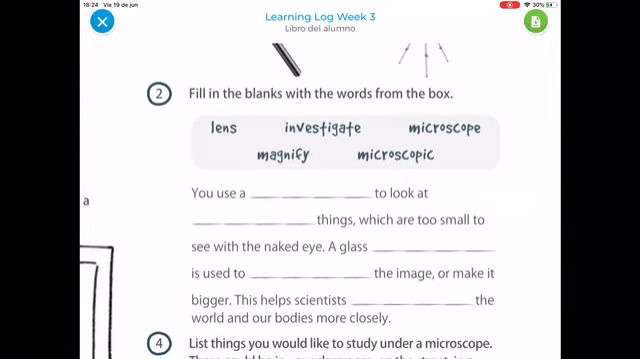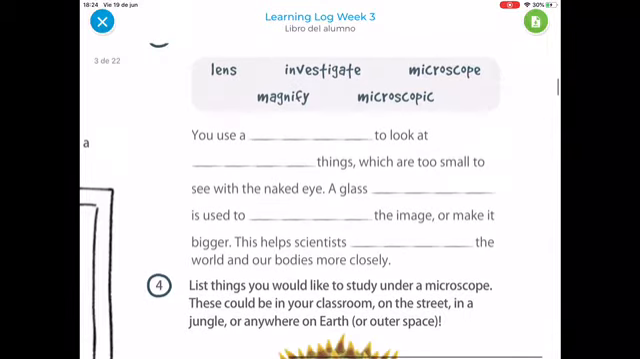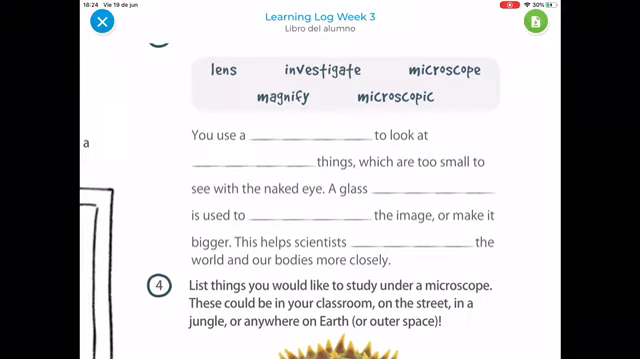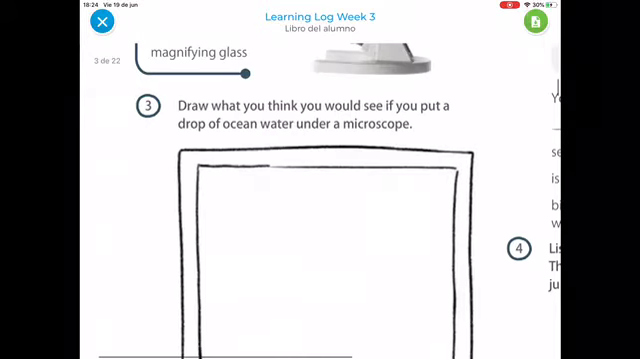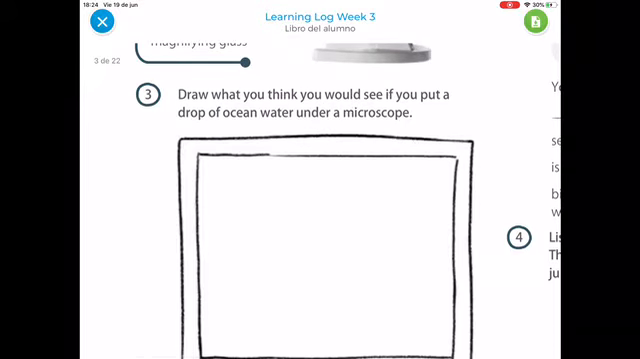You use a microscope to look at things which are too small to see with the naked eye. A magnifying glass is used to magnify the image or make it bigger. This helps scientists investigate the world and our bodies more closely. 10. You're gonna draw what you think you will see if you put a drop of ocean under a microscope. You'll draw it here.